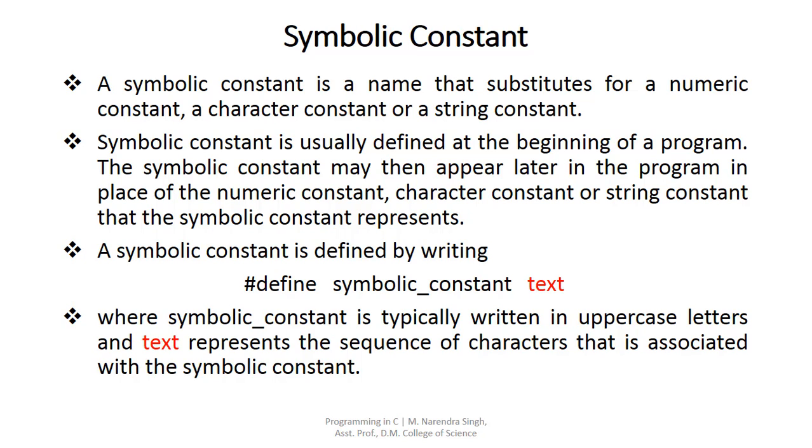A symbolic constant is a name that substitutes for a numeric constant or a character constant or a string constant. It is just a name written in uppercase letters that substitutes any numeric constant, that is digits, a character constant, that is single character constants, or a string constant, that is an array of characters.